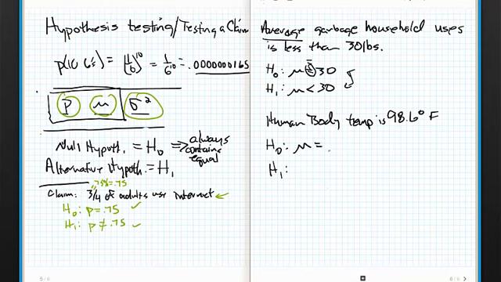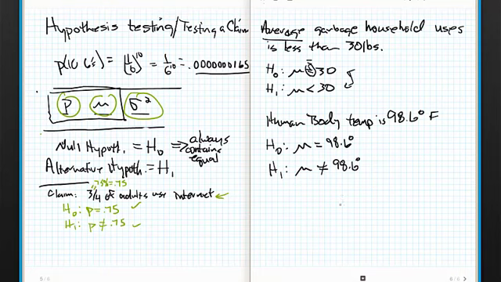All right? I believe that the average body temperature is 98.6 degrees. So what is the alternative? Notice I didn't make any sort of claim about being greater than or less than or anything like that. I simply said human body temperature is 98.6 degrees. Well, that implies that the alternative hypothesis, which always contains the inequality, right? Less than, not equal to, this one is going to be not equal to 98.6 degrees. You see how that works?